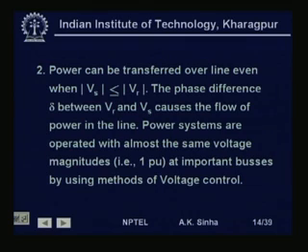Another inference that we get from this relationship is that power can be transferred over a line even when Vs, the magnitude of the sending end voltage, is less than or equal to the receiving end voltage magnitude. Normally, we always assume that the voltage at the sending end must be greater for power to be transferred. This is the case for a DC system. If power has to be transferred from one end to the other, then the sending end voltage must be larger than the receiving end voltage. But in case of an AC transmission system, this is not necessary. The sending end voltage magnitude can be lower than the receiving end voltage magnitude, and still real power can be transmitted over this line.